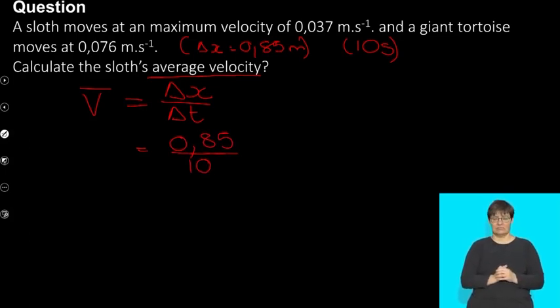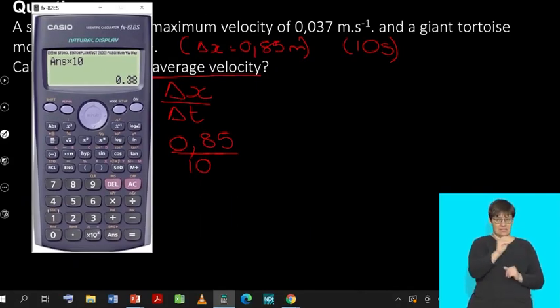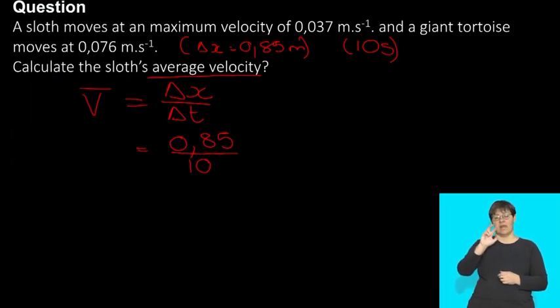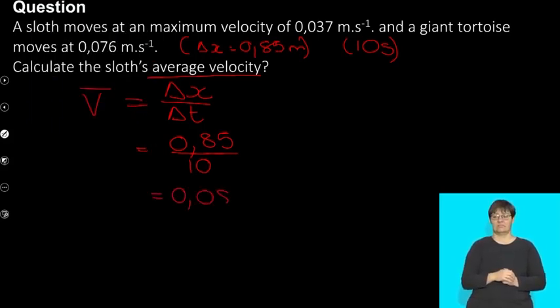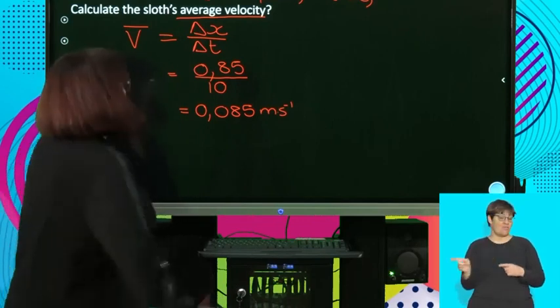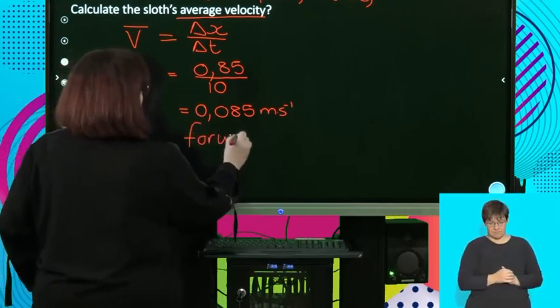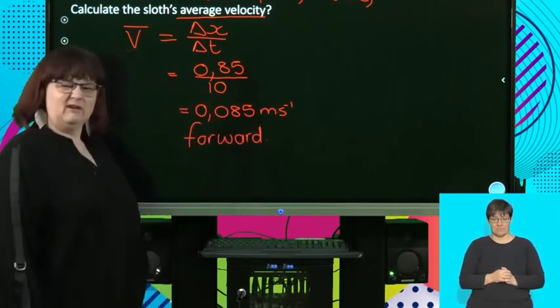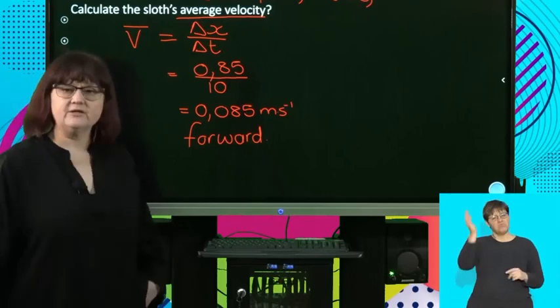We take out our trusty calculators, who we like lots, and we go 0.85 divided by 10, and we get 0.085. It's meters per second, so the average velocity of our sloth as it's getting to 0.037 is 0.085 meters per second. But it's a vector, which means I need a direction, and we're going to assume it's going forward. Really not so bad. So now we know a whole bunch of information about the sloth.